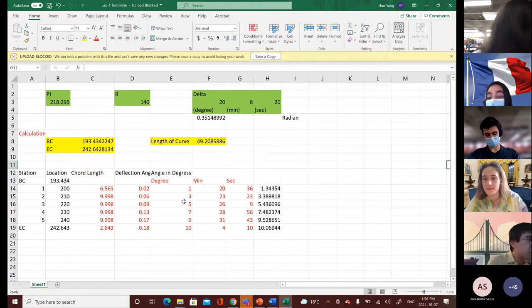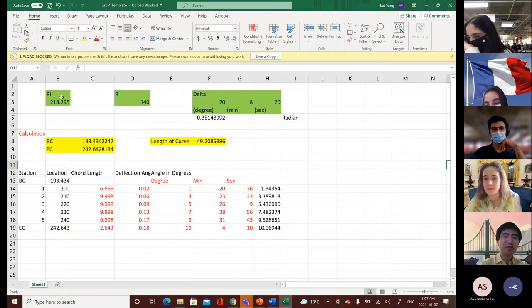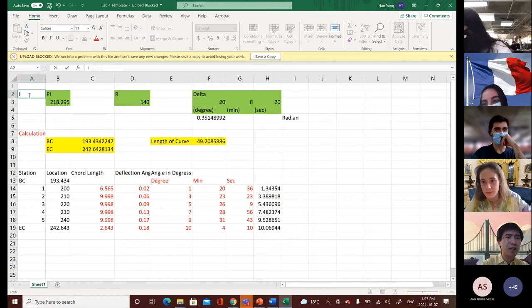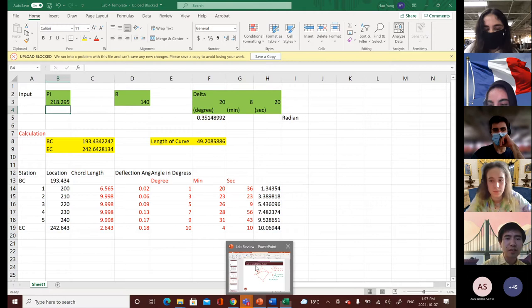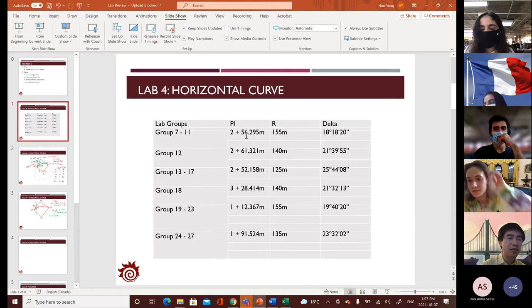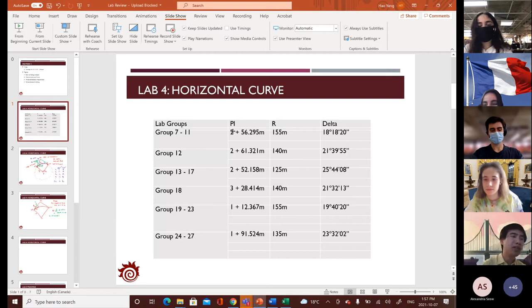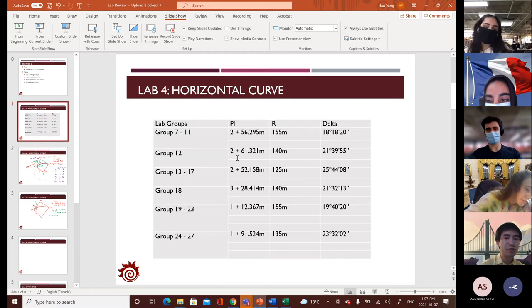Okay, so we have some input, like the information about the value of PI. Here in the table, you are provided with 2 plus 56 or 2 plus 61. The 2 indicates 200. So 2 plus 56 means 256. And this is similar for all the other locations.